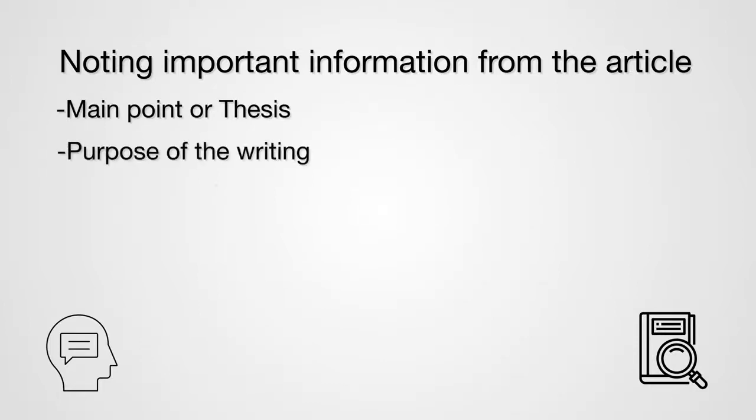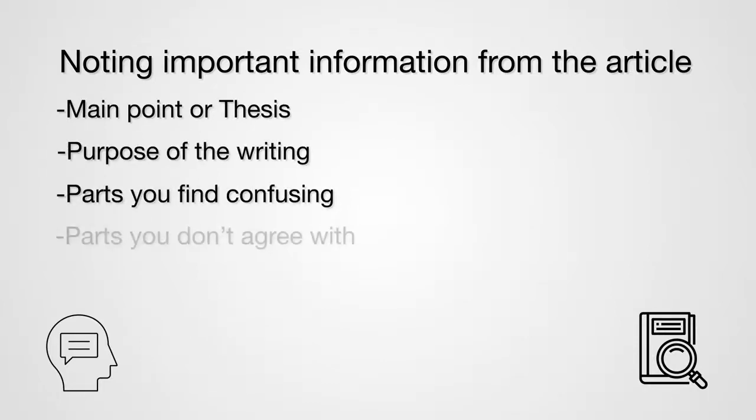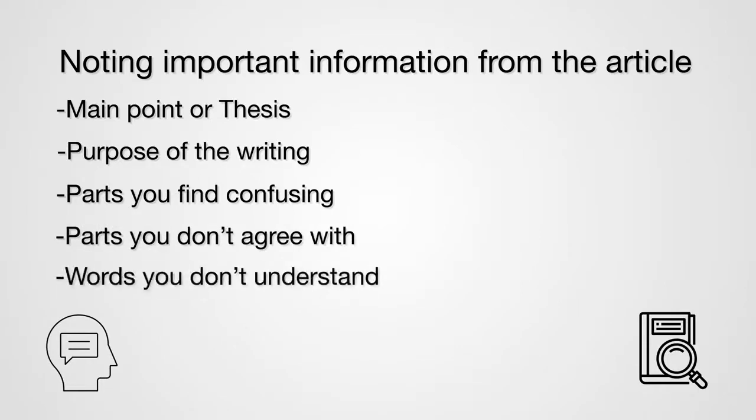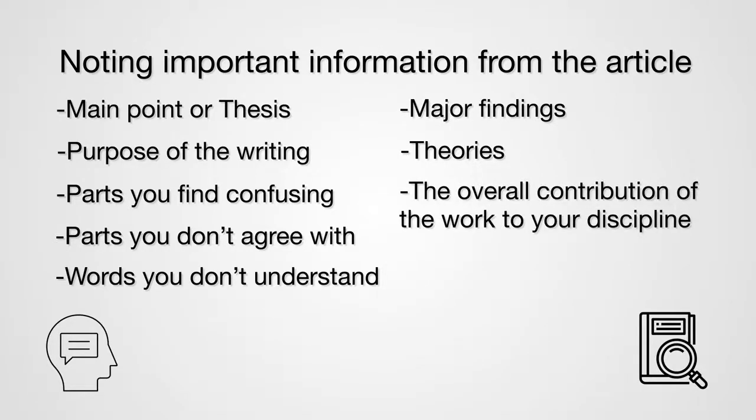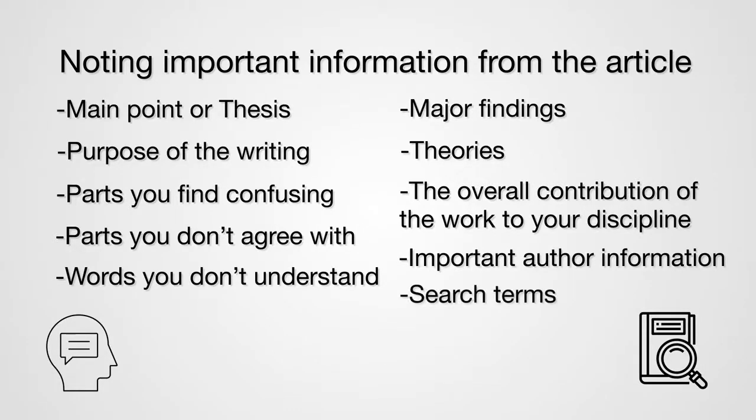Annotation, really interacting with a text, includes noting the important stuff about an article, things like the main point or thesis, the purpose of the writing, parts that you find confusing, parts you don't agree with, words you don't understand, major findings, theories, especially if they're the ones you're discussing in class, the overall contribution of the work to your discipline, like how it compares to other articles you've read on the same topic, important information about the author or authors, and search terms for finding more information on the same topic. This skill is crucial when doing research for your project or thesis.